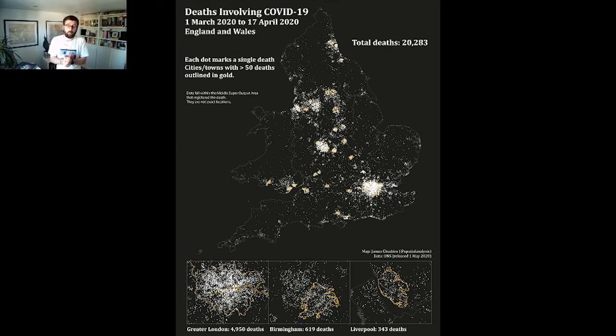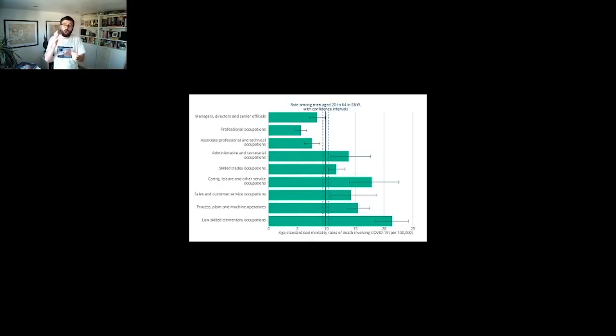by these outbreaks. And what's more, we can actually start to look at who is most affected and start to think about why. This is a graph that the Office for National Statistics recently released that shows the age standardized mortality rates of death. So basically the chance of dying from COVID-19 based on the job that you do.